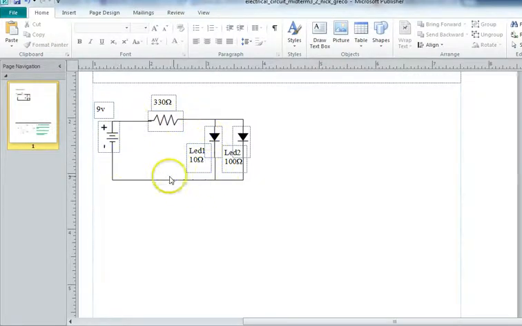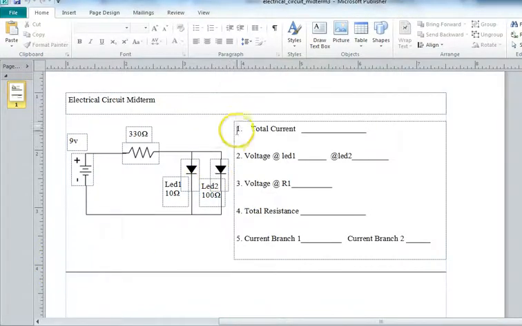There's your first circuit, and then your second branch goes over here to an LED that has 100 ohm resistance. Maybe it has a different color value or something, and it gives off 100 ohms of resistance. So you basically have 2 circuits here, and you have to answer these few questions. So there are 5 questions. The first one is total current.